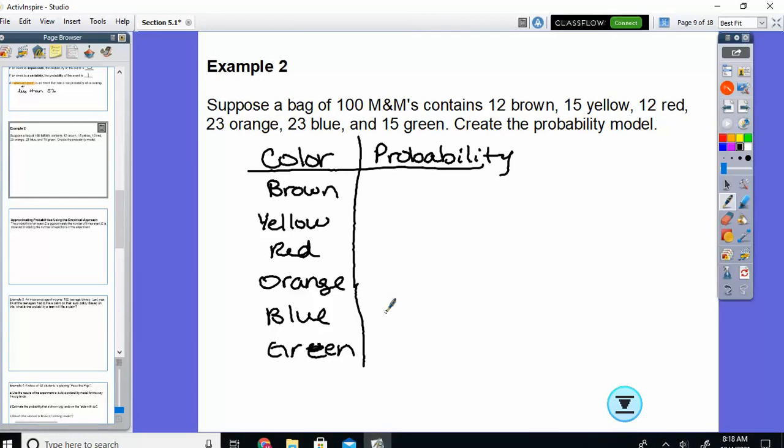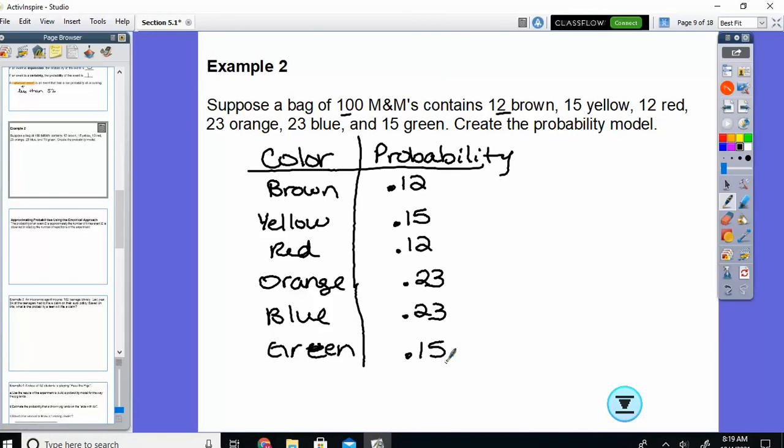Okay, how would I get those probabilities? Take how many there are divided by 100. So there are 12 browns divided by the 100 total, so 12 over 100, 0.12. Yellow, we have 15 out of 100, 0.15. Red, 12 divided by 100 is 0.12. Orange, 23 out of 100. Blue and green, 15 out of 100 is 0.15.